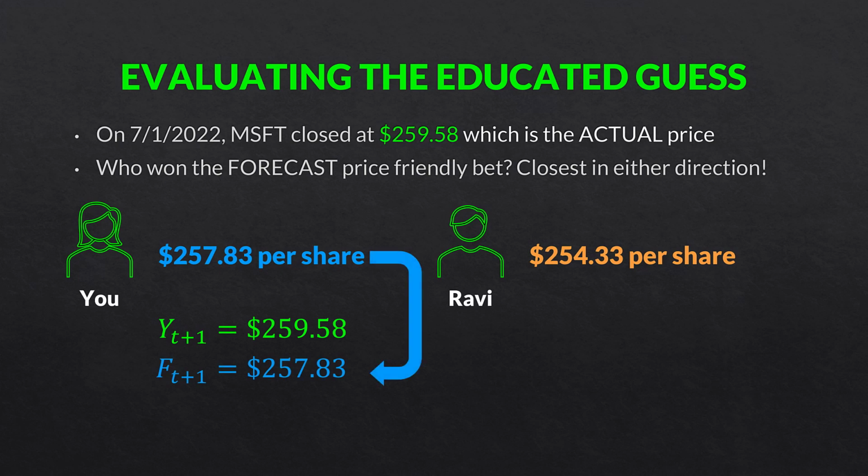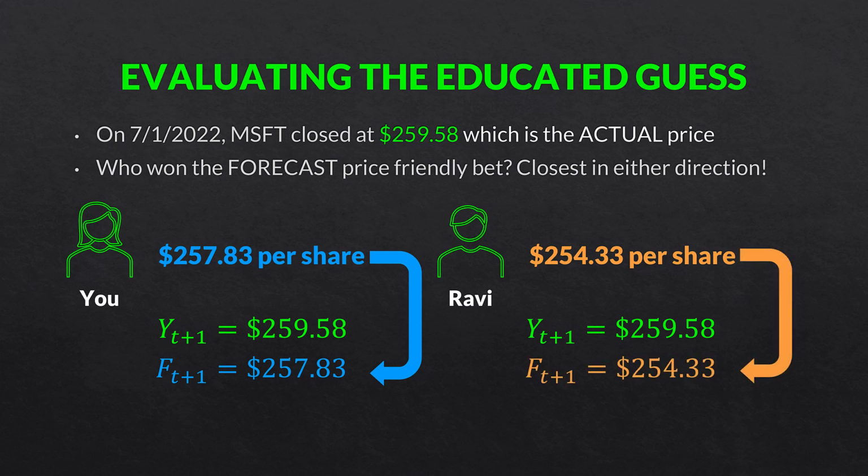So your forecast was $257.83. Obviously, those are different, but we've got to figure out how close you were. To evaluate Ravi's guess, of course, we have the actual price of $259.58. His forecast was $254.33. So who was closer? So your forecast was $1.75 off. It was actually $1.75 below the actual price of $259.58.